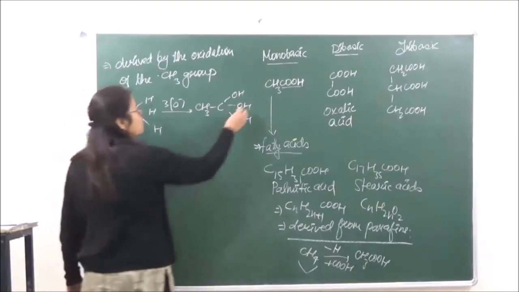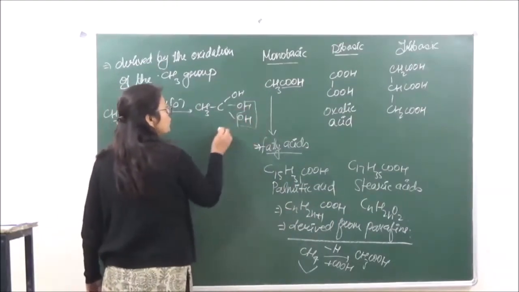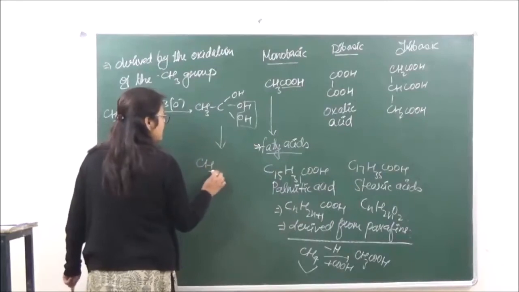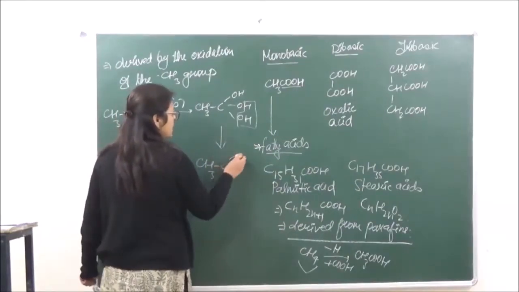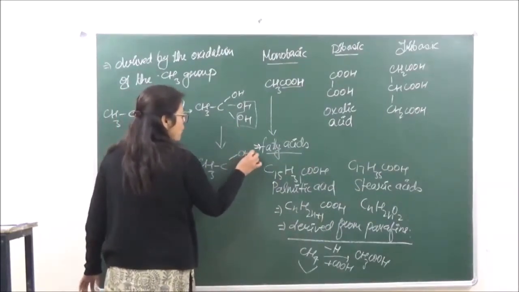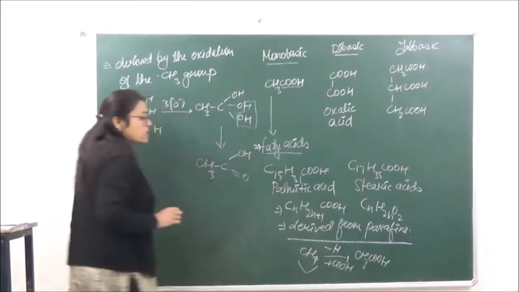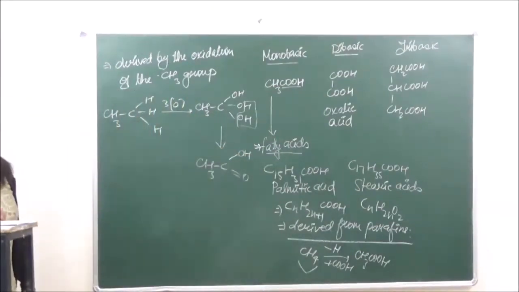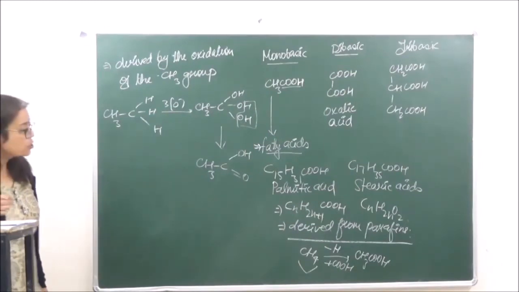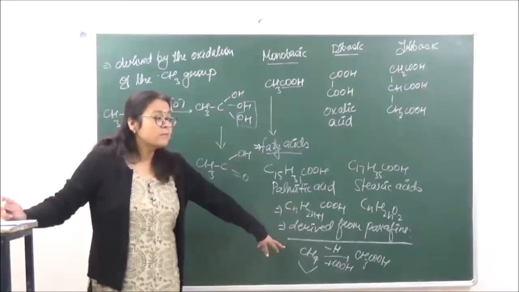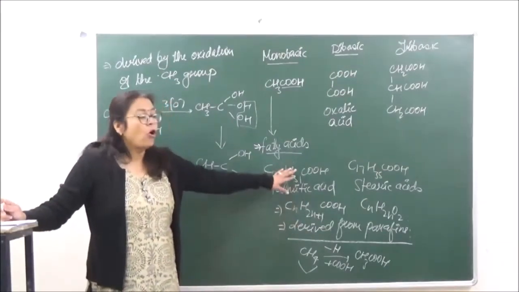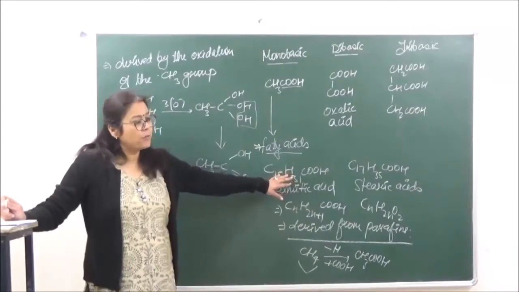It will immediately lose a water molecule such that we have CH3C(OH) with a double bond O. So this is how the carboxylic acid may be obtained. Now this idea of oxidation of the CH3 group came from the formation of formic acid, because the formation of formic acid could not be explained from paraffins, or we could not say that they are derived from the fats.